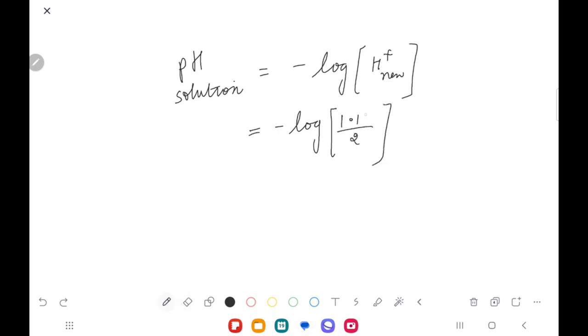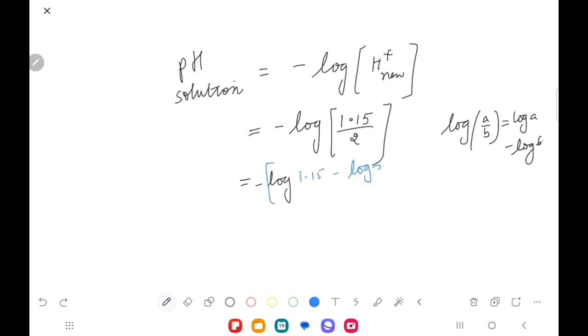Do you understand my point? Yes. So minus log of A over B becomes what? Log A over B becomes log A minus log B. So log 1.15 minus log 2, isn't it? So if you bring this minus inside, it becomes minus log of 1.15 plus log 2.